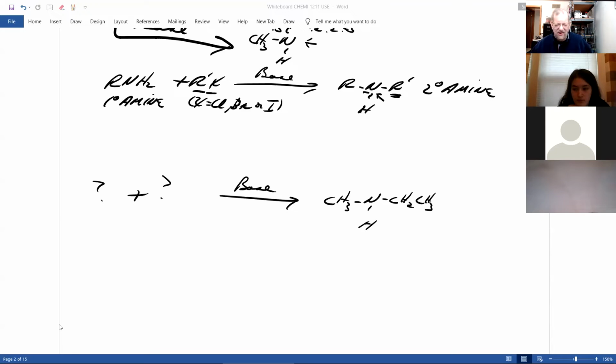All right, if we look at this, what's different? Ooh, nitrogen. It's got carbons here, and one hydrogen. And what is this? A secondary amine.